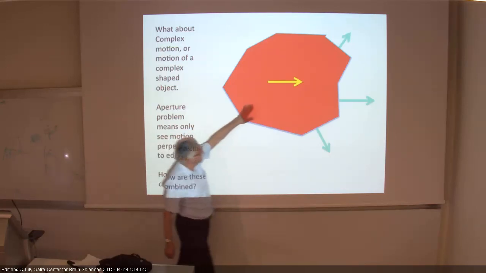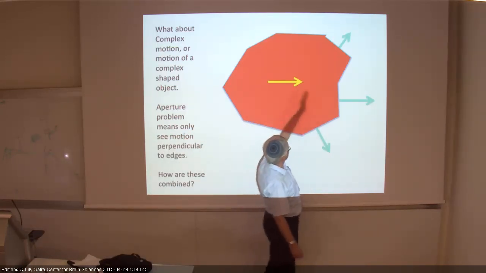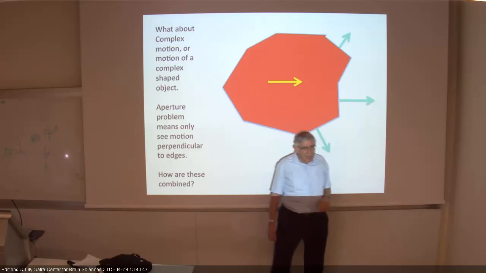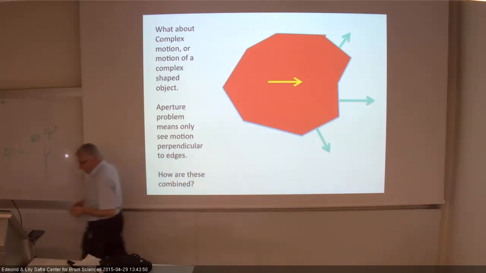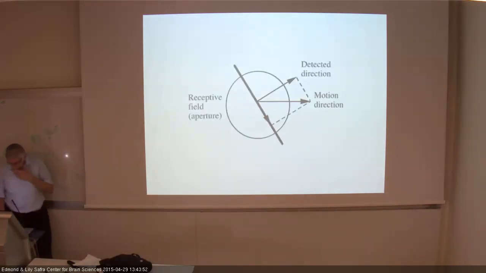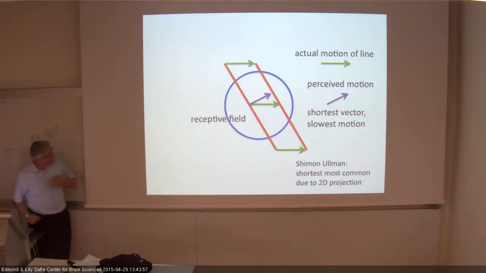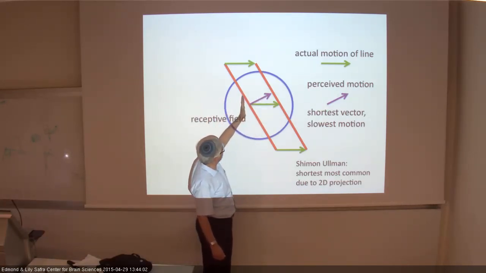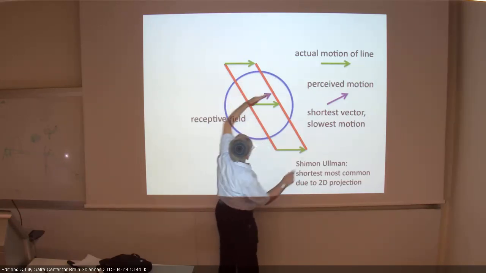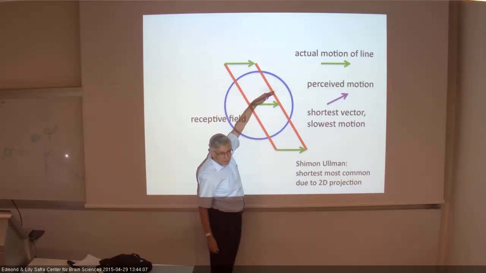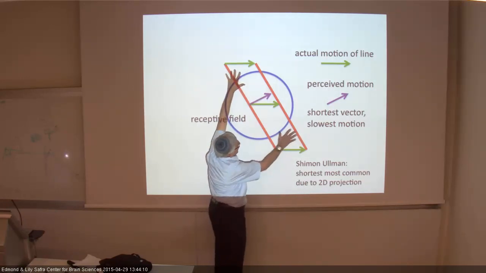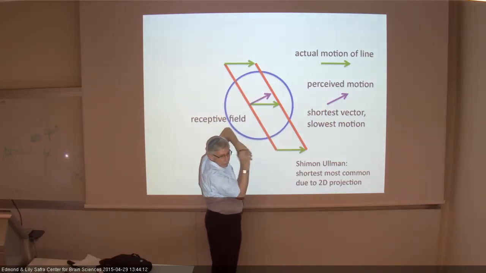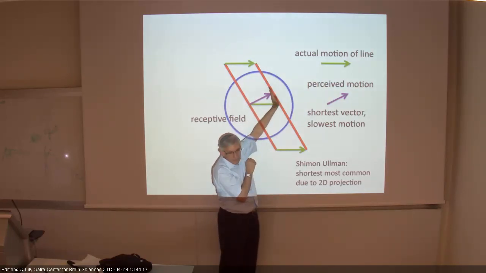Now, what about complex motion? After all, if this moves, this line is seen to move this way, and that line that way. How do we know how a complex object moves? It's especially difficult because if we see a line behind an aperture, if it moves this way, we will see it moving this way, which is the shorter distance. If we don't see the end, we only see through this hole. We look through a peephole and we see a line moving. We will always see it moving the shorter distance.